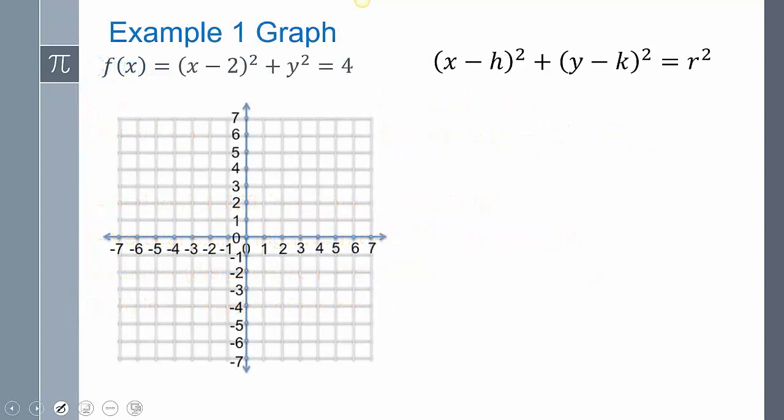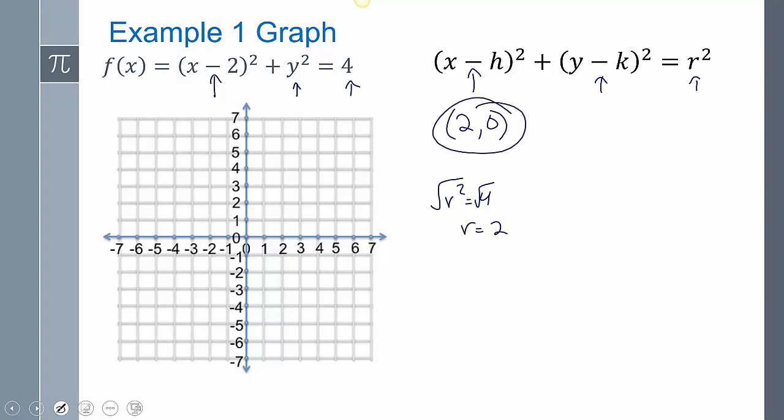So for the first example, we want to take a look at the parameters here. So remember, there's a negative in my formula, so a negative times a negative means a positive, so my h is 2. A negative, well, there's nothing there, so that means my k is 0. And then my r squared, compare that to 4, square root both sides, and I get r equals 2. So I know that my radius is 2. So this is my center, 2, 0. And so then I'm going to go out a radius of 2, and then I'm going to draw my circle.